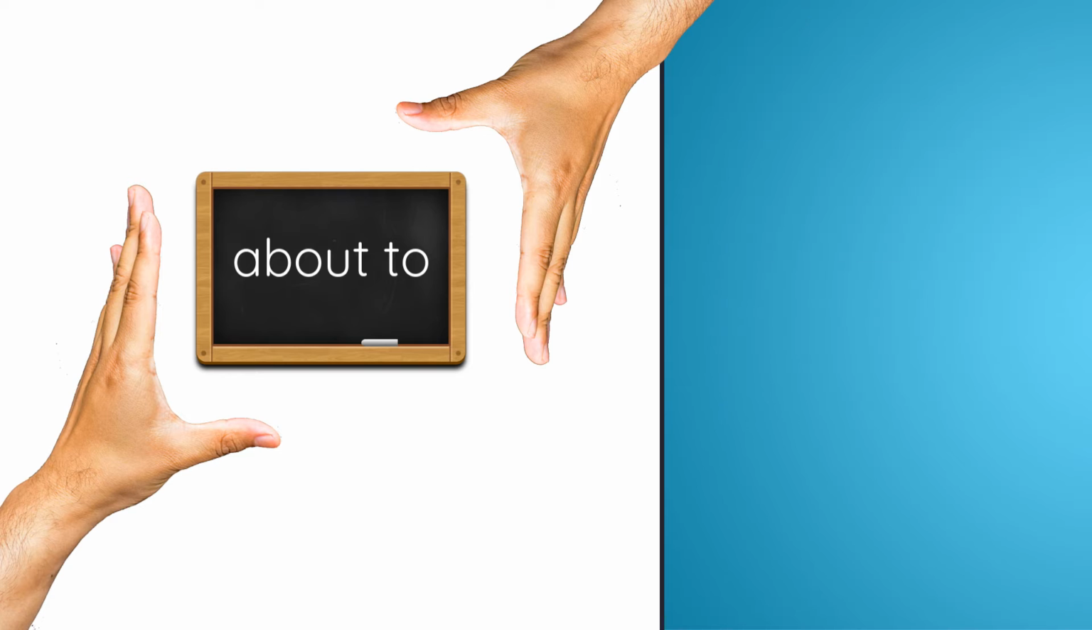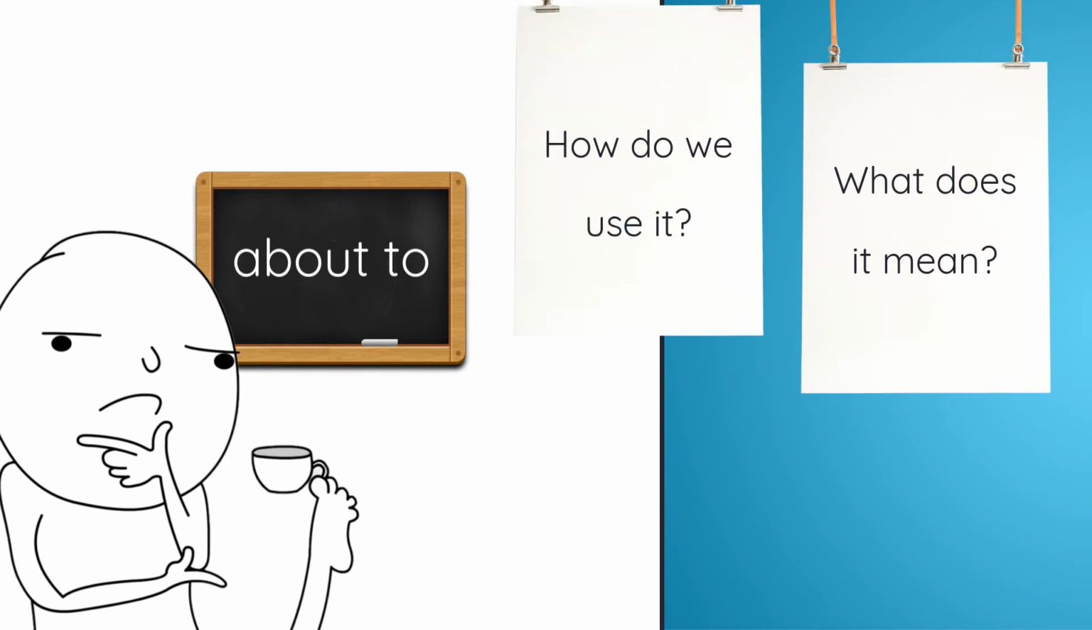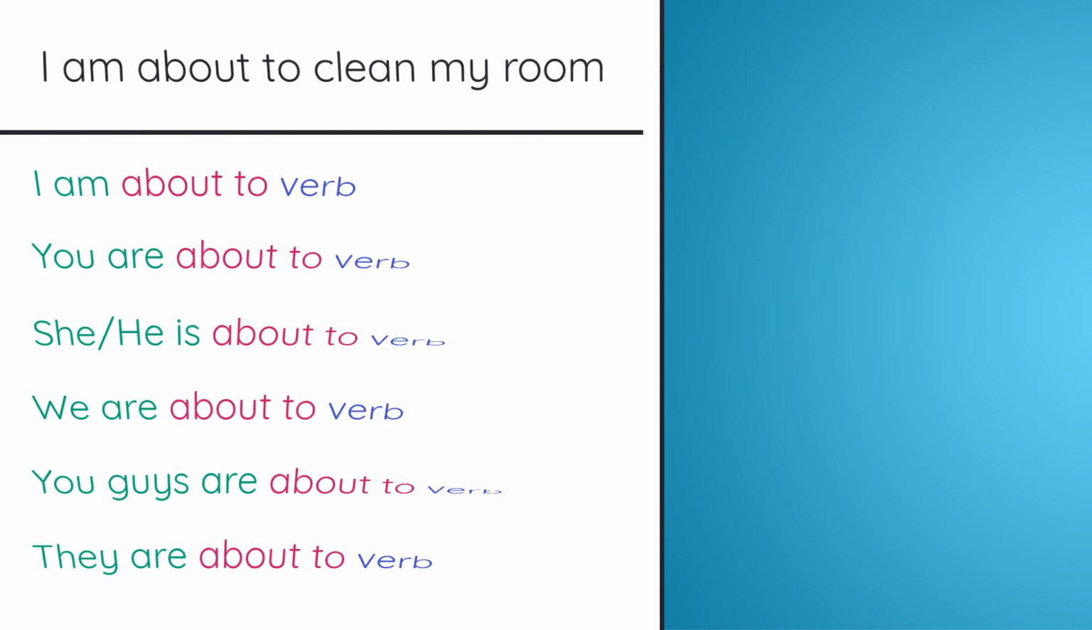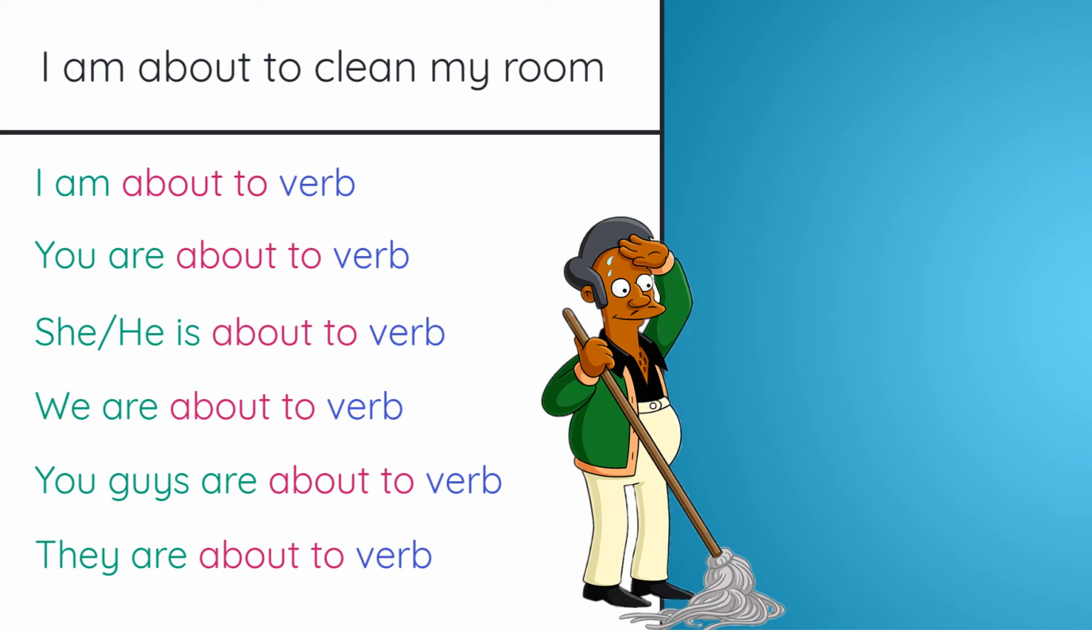Okay, so about to. What does it mean and how do we use it? Well, let's look at an example to really understand this. I am about to clean my room.